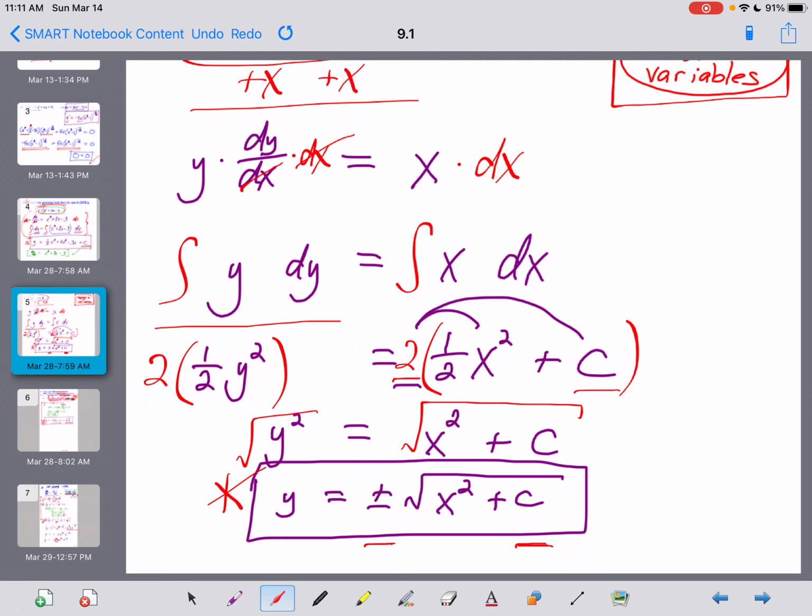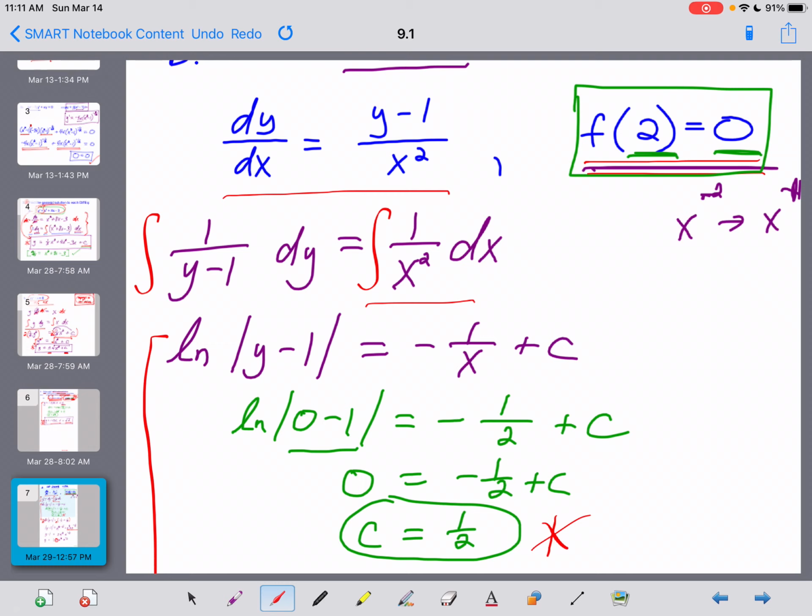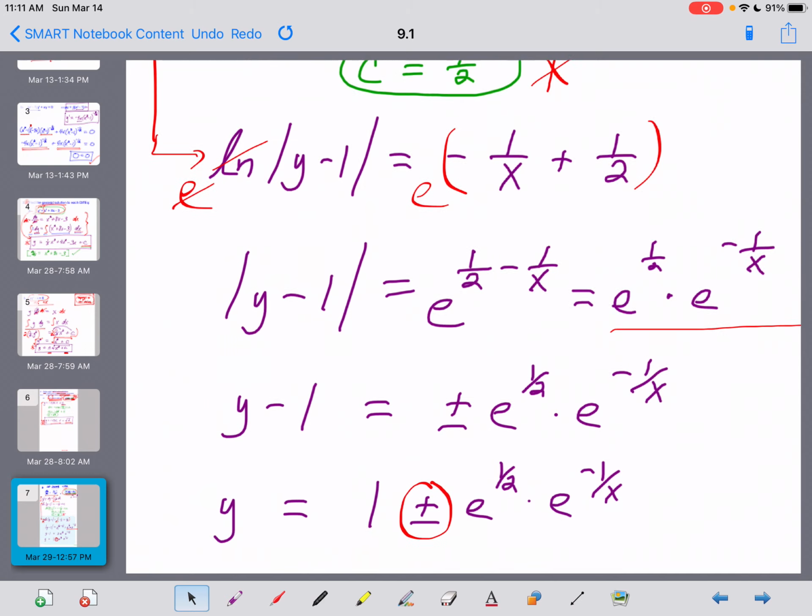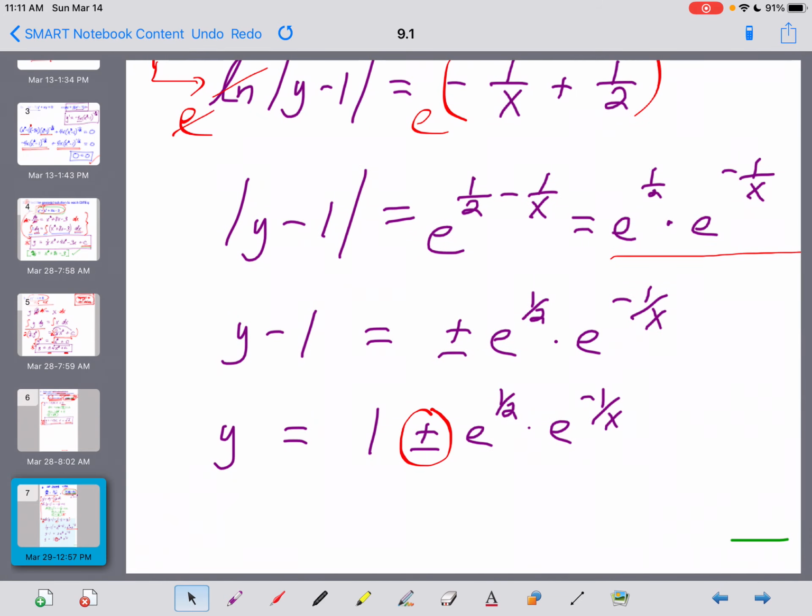So if there's a plus C in the answer, there might be a plus or minus. However, here, there aren't two different solutions to this equation. There's only one, and only one of those two cases, the plus or the minus, works with this initial condition, with the point 2, 0. So our last job is to figure out here, guys, that if we want this last equation to contain the point 2, 0, it is one or the other, plus or minus, but not both.